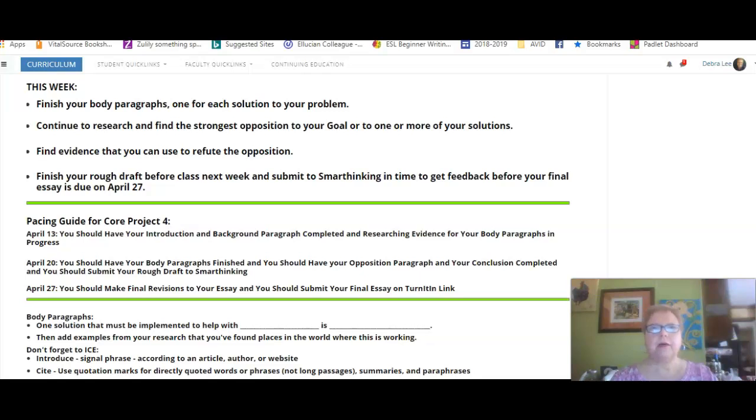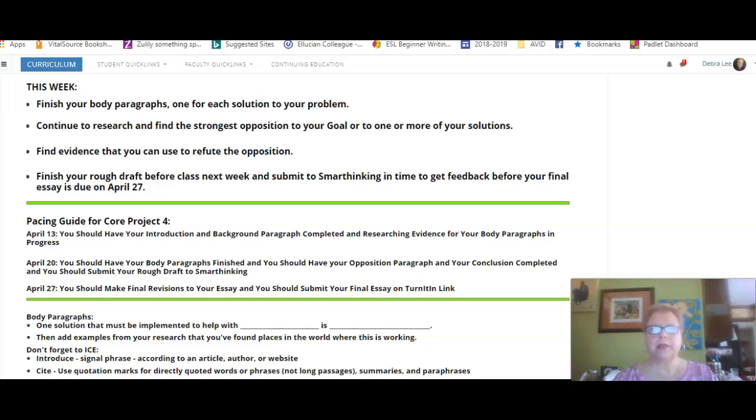This week, check out your introduction paragraphs and background paragraphs that you were supposed to submit last week. If you have not submitted them and the link has expired, just email them to me so that I can upload them into the Turnitin link and make some comments for you. But keep checking back to see if I've made the comments.